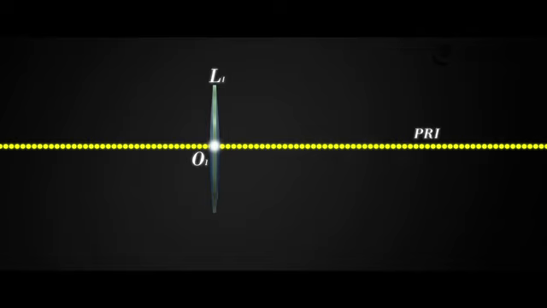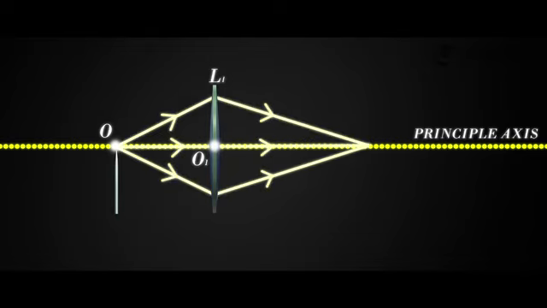Consider a convex lens L1. O is the optic center of the lens and the line passing through the optic center is the principal axis. First and foremost, an object needle O is placed on the left side of the convex lens L1 and its real inverted image I is located by the image needle.